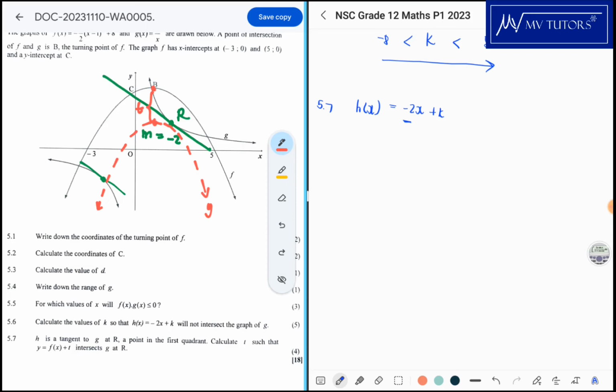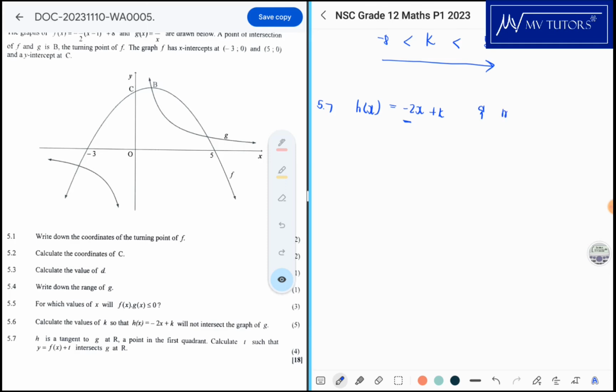So we are expecting t in actual fact to be negative because it's shifting down, and we don't know how many units that is. Okay, I hope that is a bit clear if I show it graphically there. All right, so we know h of x is negative 2x plus k, and we've just said as well that the gradient for h of x is negative 2, and we're going to use it, right? And g of x, remember, it is 8 over x.